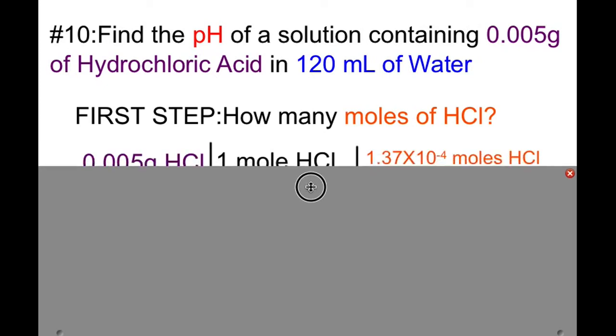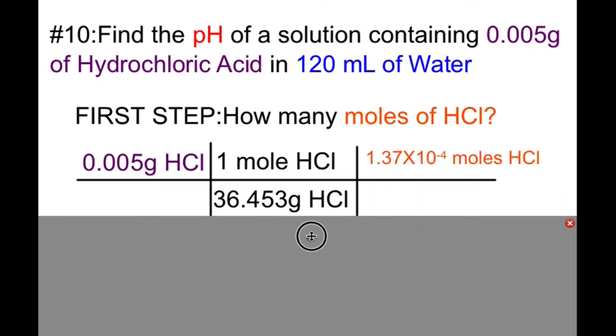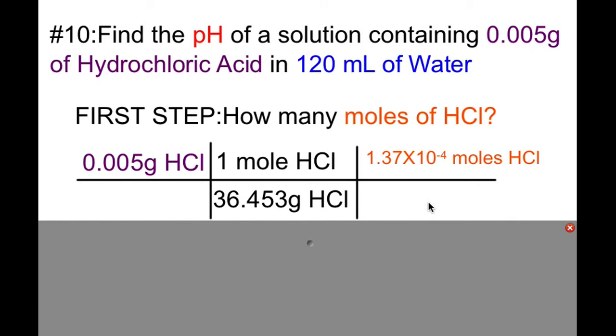If you're stuck, here's a little hint. You're going to multiply 0.005 grams of hydrochloric acid times your molar conversion of 1 mole of hydrochloric acid over 36.453 grams of hydrochloric acid to get 1.37 times 10 to the negative 4th moles of hydrochloric acid.